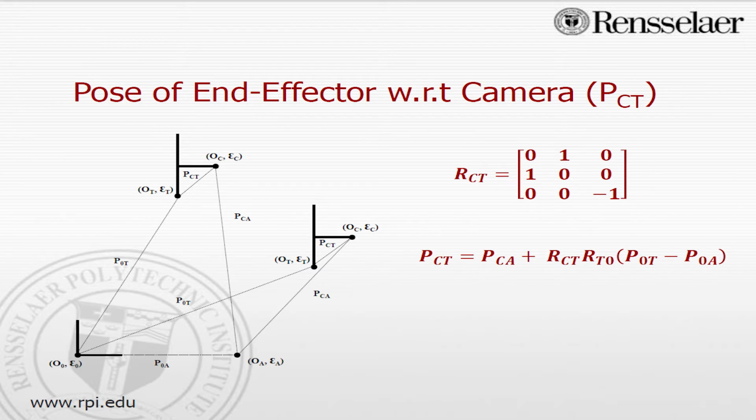For each tag that is detected and PCA is determined, we can calculate PTA in the robot frame using vector addition. The position of a detected tag in the robot frame is therefore the current position of the robot end effector plus PTA. The robot simply moves to this new position in order to interact with any detected tags.